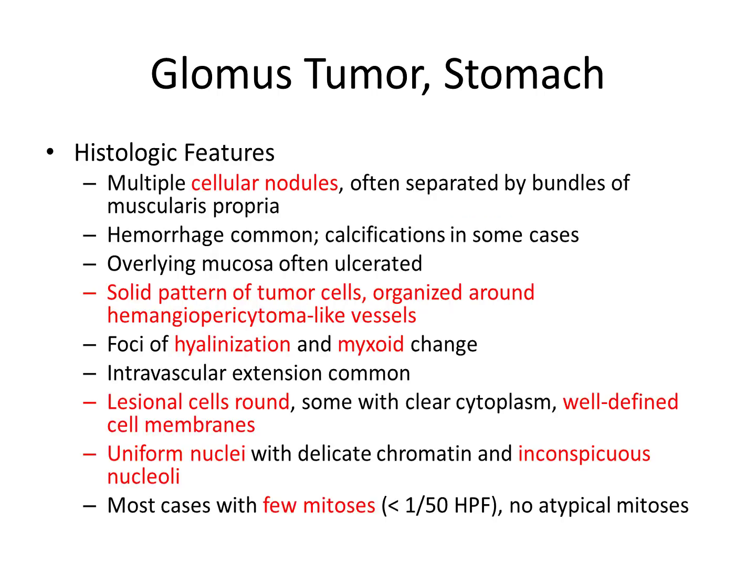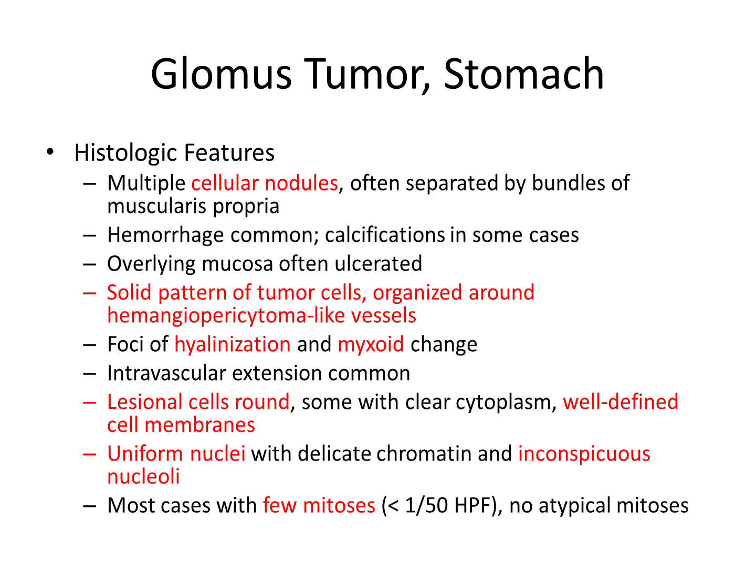The tumors often form multiple cellular nodules, separated by bundles of smooth muscle. Intratumoral hemorrhage is common. The overlying mucosa is often ulcerated. The tumors may also display a solid pattern, organized around a prominent vasculature. The tumors may display myxoid change.